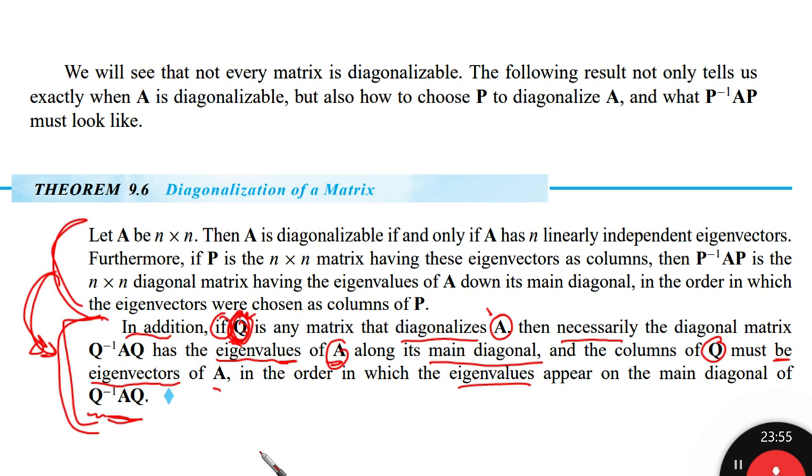I think it is enough now to talk about this, and we need to have some examples on how we can diagonalize matrices and whether this condition is going to be fulfilled for all matrices or not. This is going to be in the next videos.